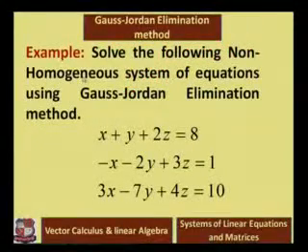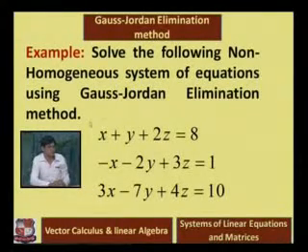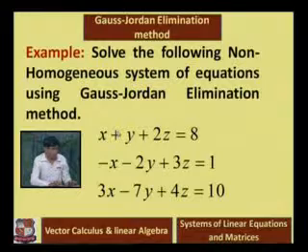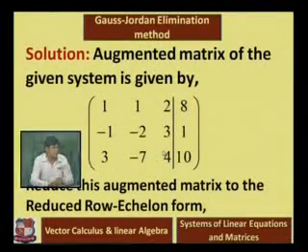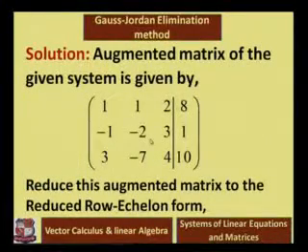Let us consider one example. Solve the following non-homogeneous system of equations using the Gauss-Jordan elimination method. Consider this system: x plus y plus 2z is equal to 8, minus x minus 2y plus 3z is equal to 1, 3x minus 7y plus 4z is equal to 10. Now proceed to the solution.